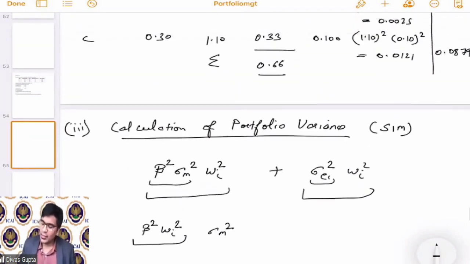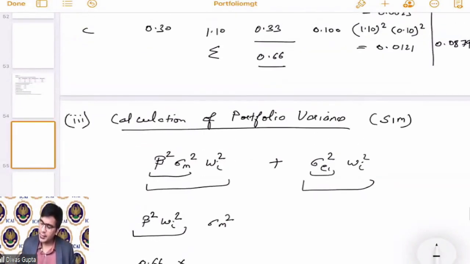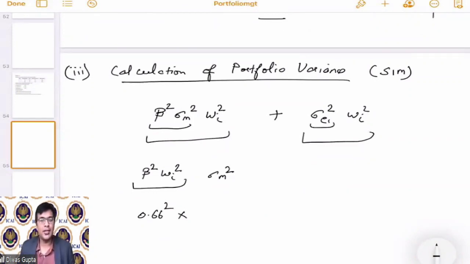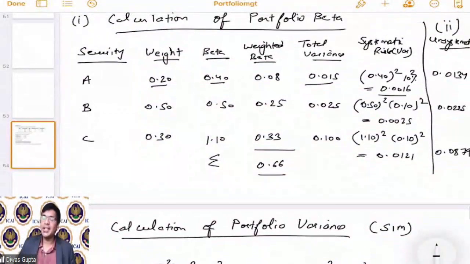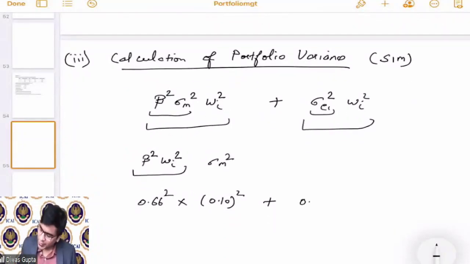So this we have already calculated as 0.66. So 0.66 is already calculated as portfolio beta, but we have to put a square because this is beta square, respective weight square, multiplied by 0.10, which is the market standard deviation. For that we have to put the square. And now for the respective securities we have the different unsystematic risk. Now we will take those variances.